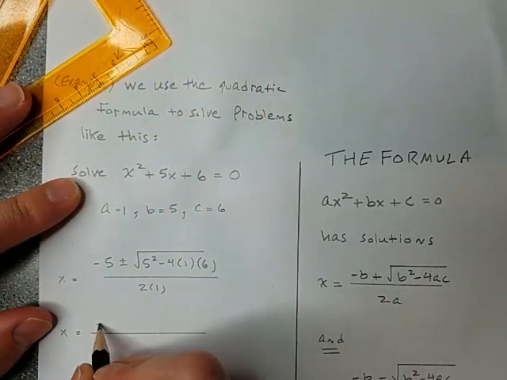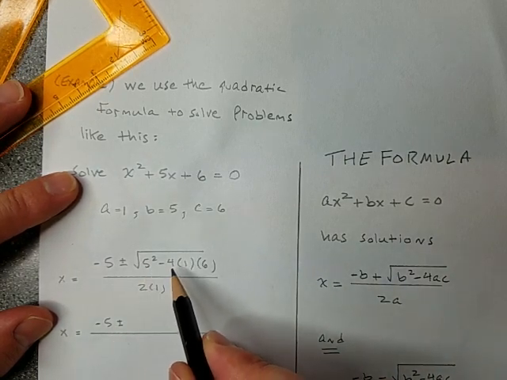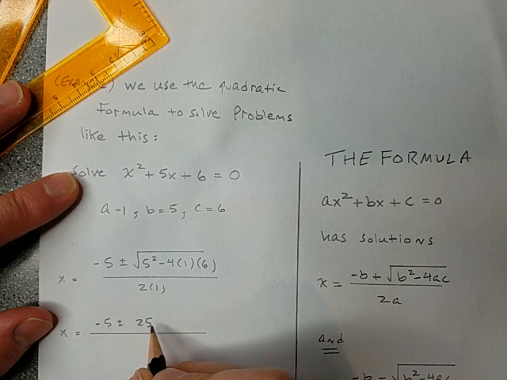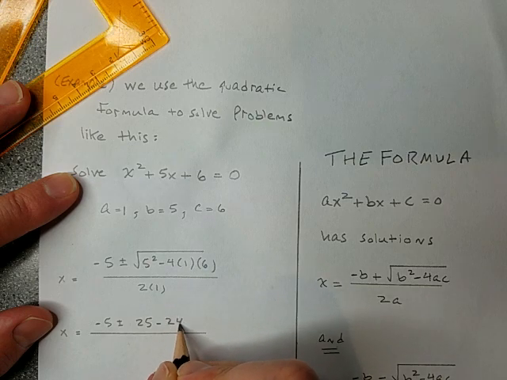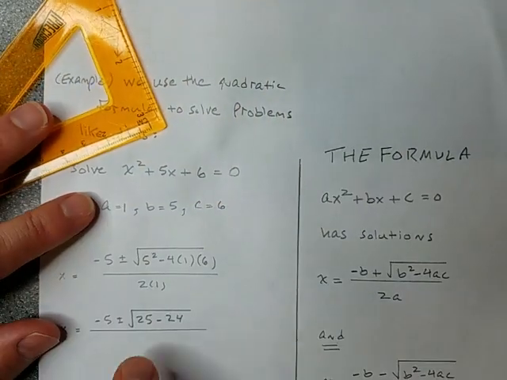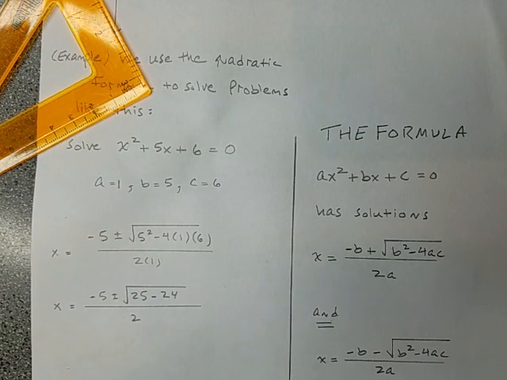So let's see. I got -5 plus or minus. What about this? What's 5 squared? Well, that's 25, right? Minus, what's 4 times 1 times 6? Well, that's 24. Okay, so I got it nice and neat there. What's 2 times 1? 2. All right, getting a little bit closer.